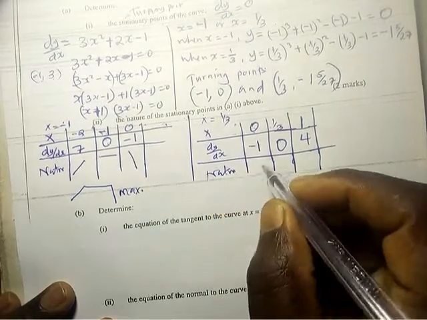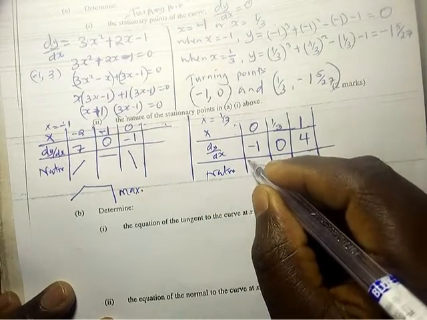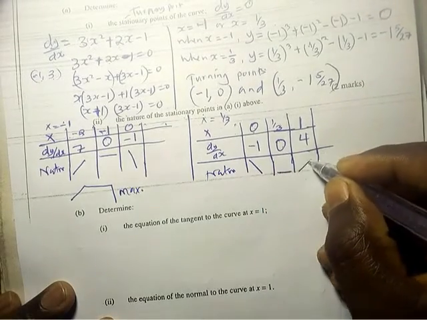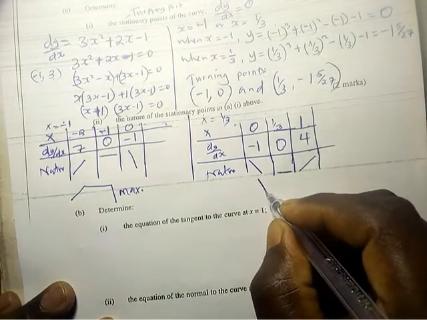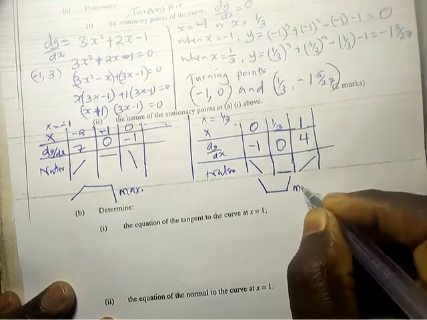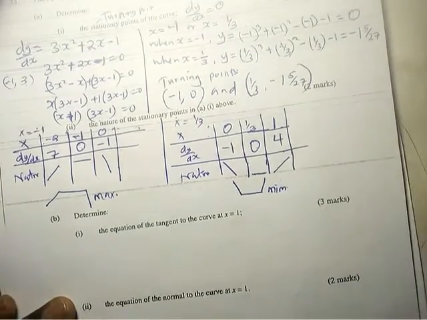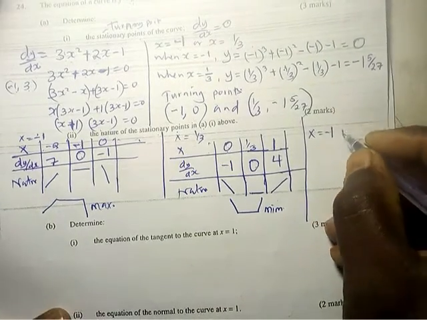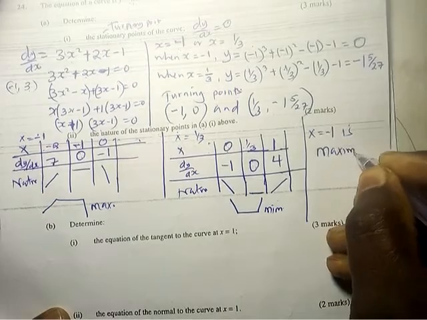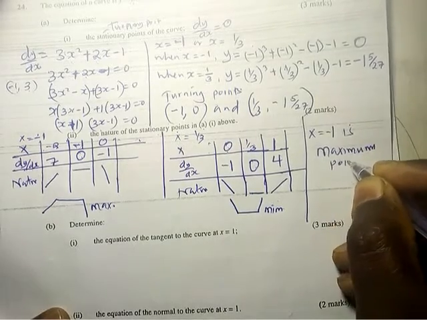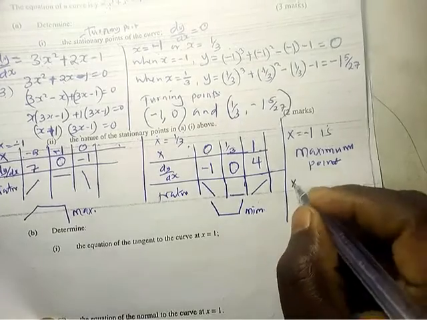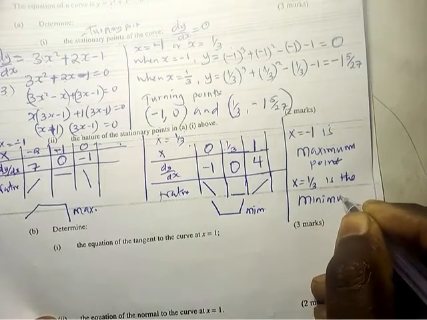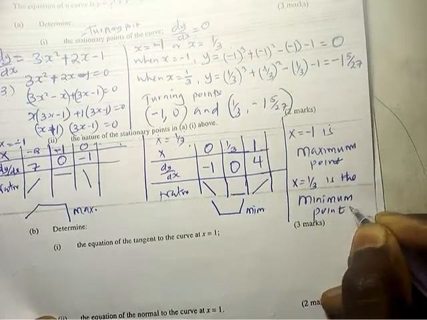What happens? A negative number, we go down. So it goes down. So we are down, we go to 0. Around 4 is a positive, we go up. So it is going to be this, this, this. And this is the minimum. So, therefore, we conclude that x is equal to negative 1 is the maximum point. And then we conclude that x is equal to a third is the minimum point. Very good.